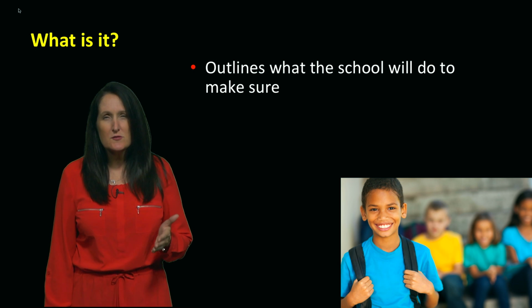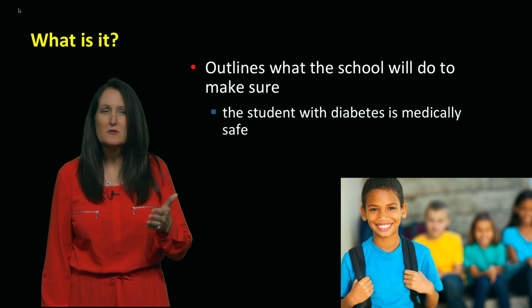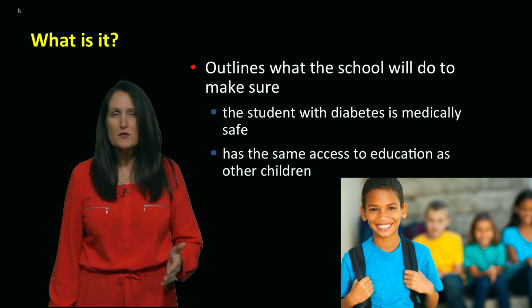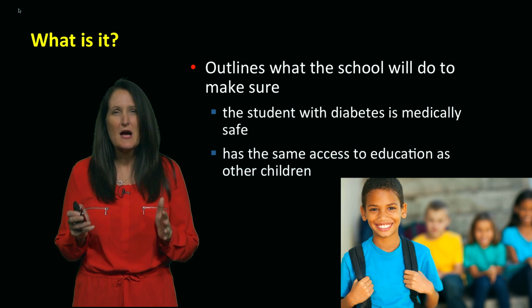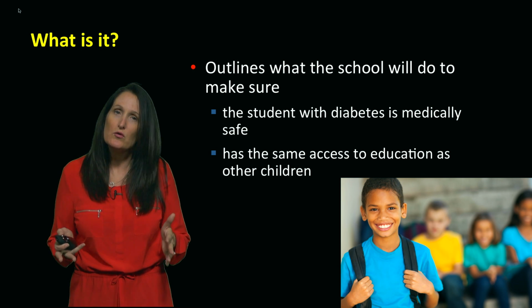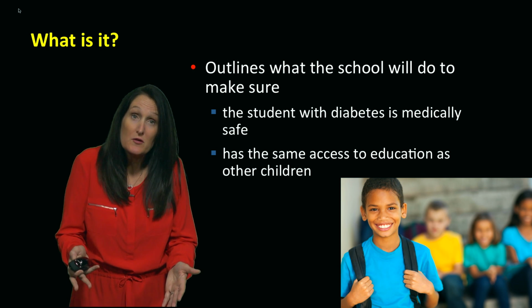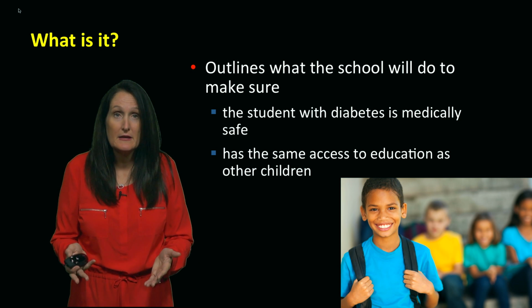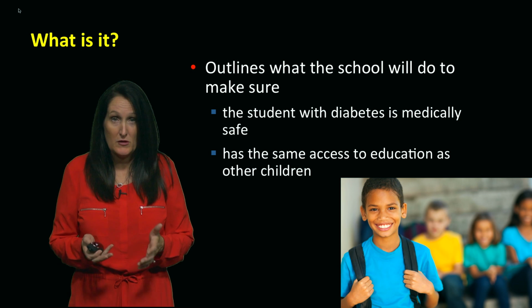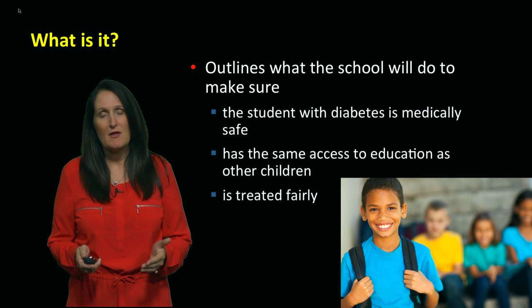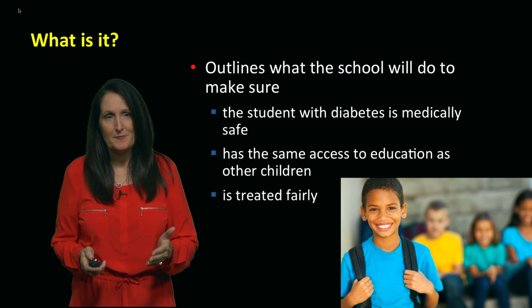So what is it? Well, it's a plan that outlines what the school will do to make sure that your child or the student with diabetes is medically safe at school. It will also make sure that that same child has access to the same education as everybody else, that they're not told you can't go on the educational field trip because there's no one at the school who can give you insulin and your parent couldn't get off work to come with you today. In addition, we need to make sure that there's no discrimination, that that child is treated fairly.